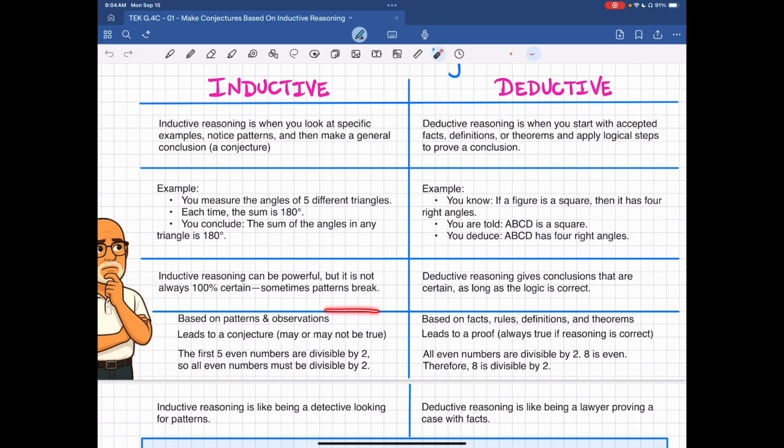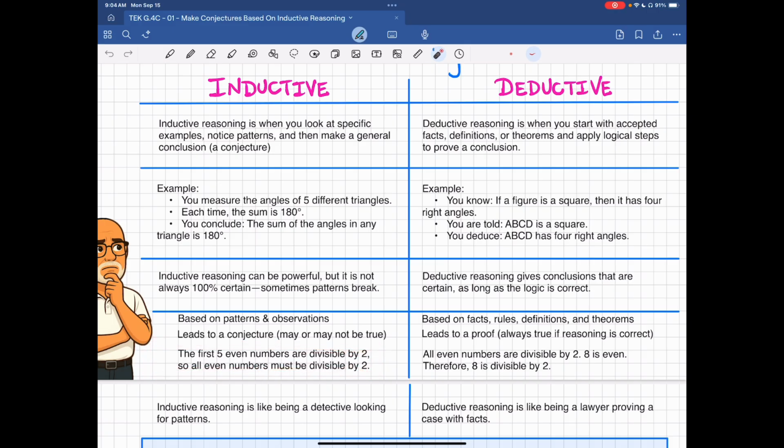In inductive reasoning, it is based on patterns and observations. It leads to a conjecture, and an example would be the first 5 even numbers are divisible by 2. So therefore, all even numbers must be divisible by 2. So I gave you another example right here.